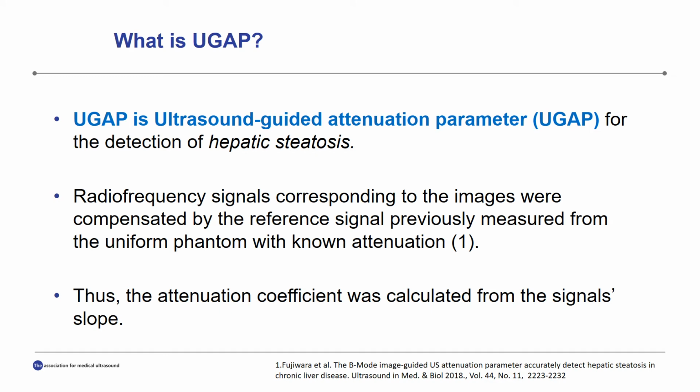I will now focus on this UGAP. UGAP is the ultrasound-guided attenuation parameter, and this is a method for quantification of steatosis. What this system does: we have a radio frequency signal, and from it we get an attenuation, and from this attenuation coefficient the system produces a number. Then we have a number for the severity of this steatosis.